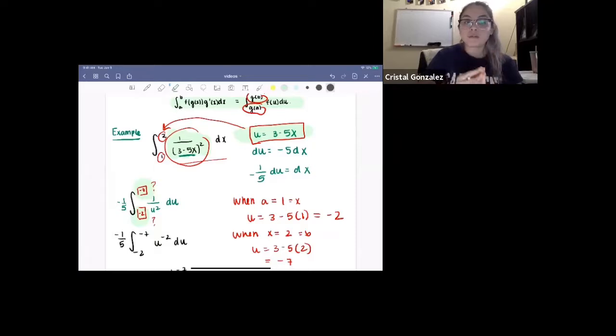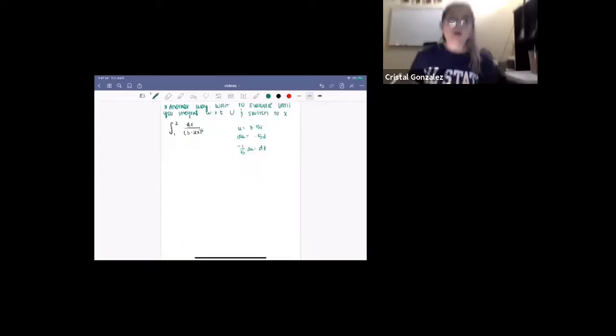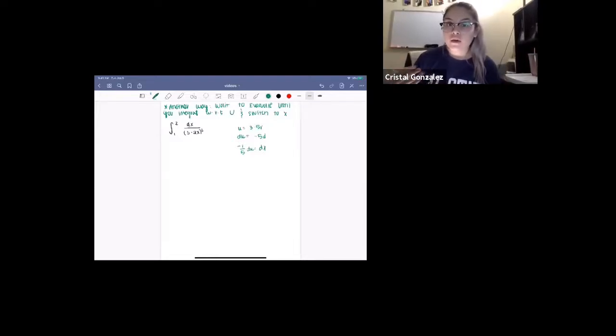But regardless of the way that you choose, you have to remember to adjust your bounds, because if you don't adjust them, you're not actually getting the area of the function between those 2 bounds. So I'll show you how to do that in just 1 second. Okay, so the other way to do it is to wait to evaluate until you integrate with respect to u and then switch the u function for the x function.